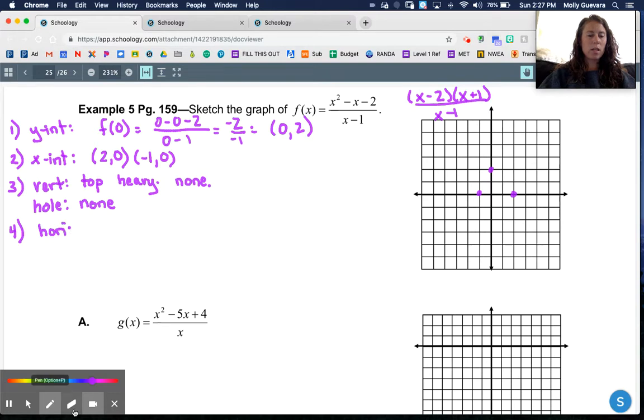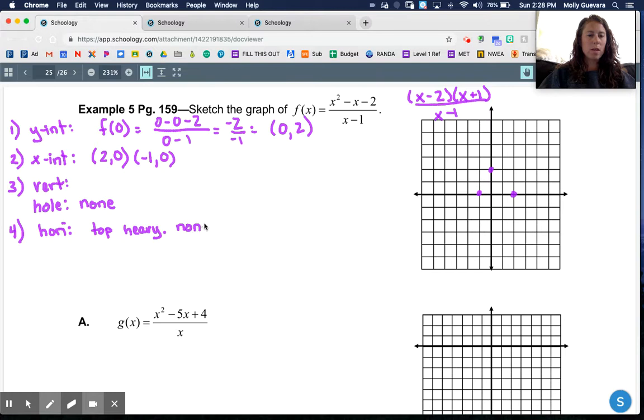Oh my goodness gracious, you guys, you have to yell at me. This is what I meant for my horizontal. Sorry. Horizontal was top heavy, so there's none. Vertical, I get x equals 1, because there's a 0 at the bottom. So here is my vertical asymptote. I'm sure you guys were like, what is this crazy lady talking about?